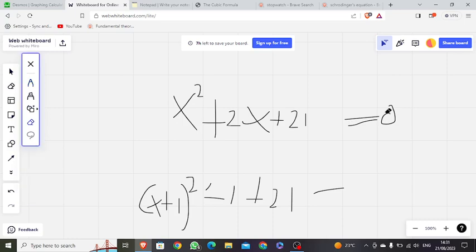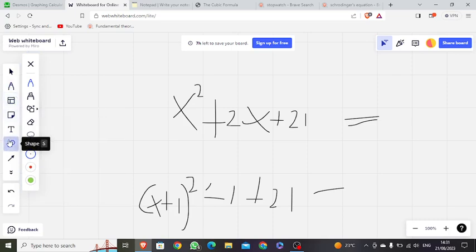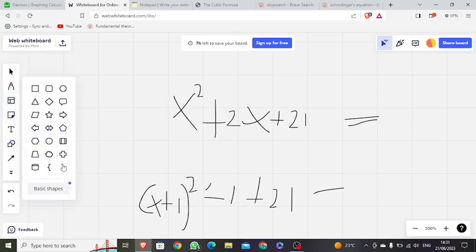Excuse me. Wait, let me draw the 0. Instead of that, let's just draw a circle or an oval. Unfortunately, they don't have ovals for some reason. Okay.